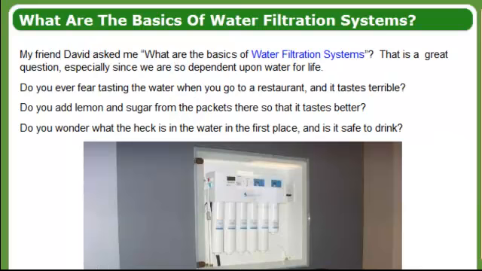What are the basics of water filtration systems? My friend David asked me, what are the basics of water filtration systems? That is a great question, especially since we are so dependent upon water for life.